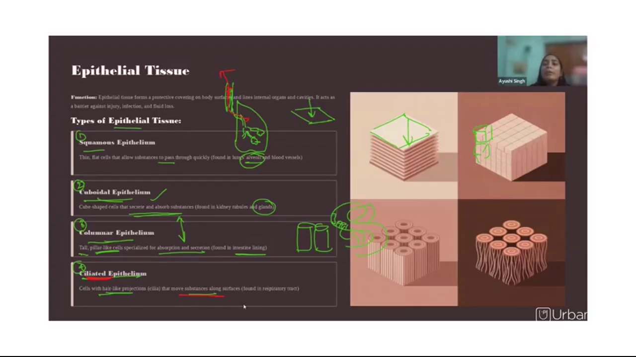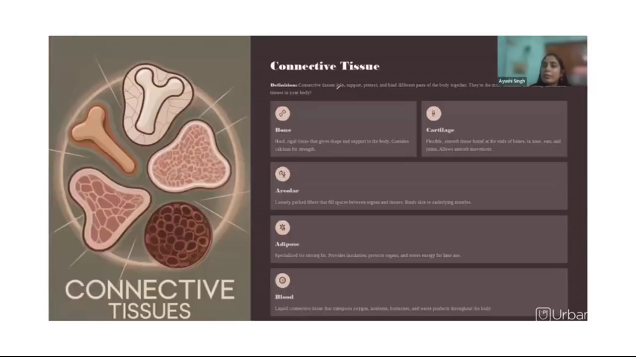Now if we talk about connective tissue, again connective tissue has different types. The function of connective tissue is to join, support, protect, and bind. Connect, basically. So first is bone. Bone is a hard, rigid tissue, right? We know that. It gives us shape and structure, and contains calcium for strength. That we know, so we don't have to focus on that. Now coming to cartilage.